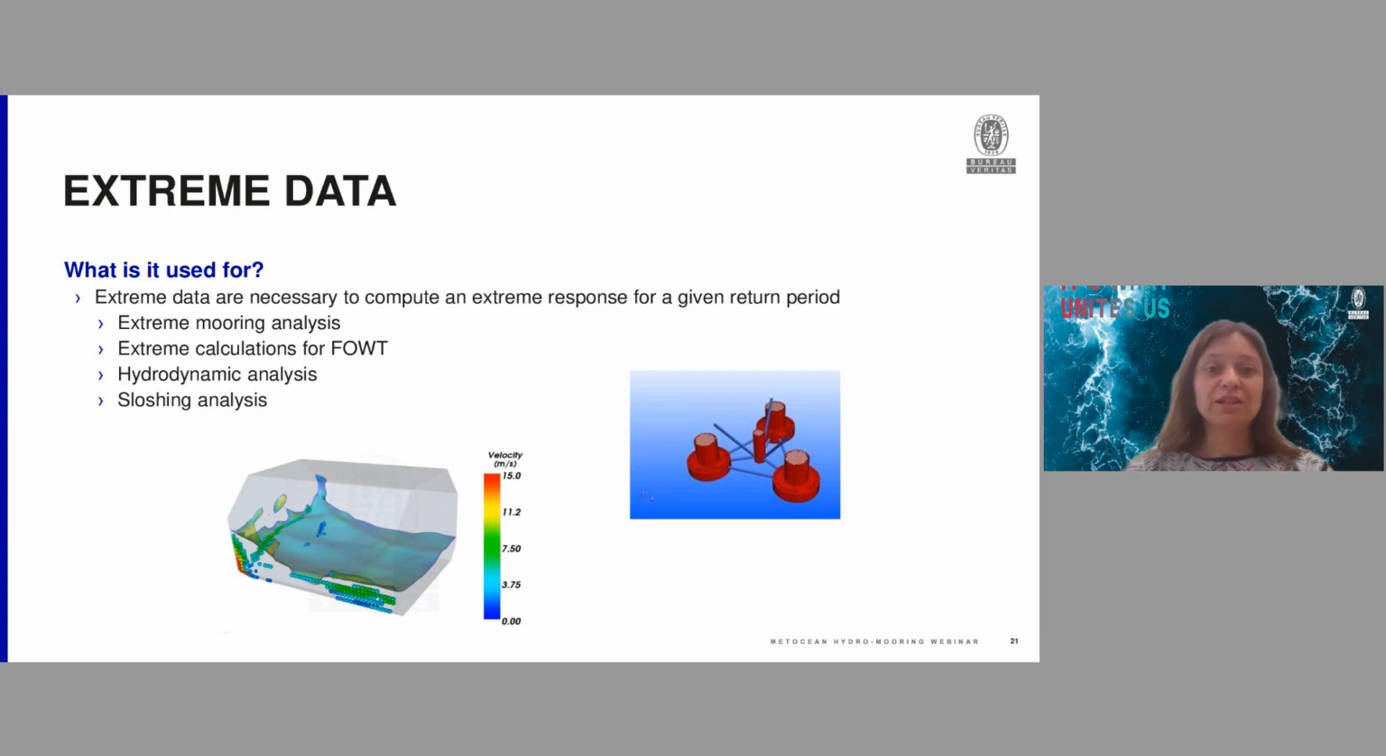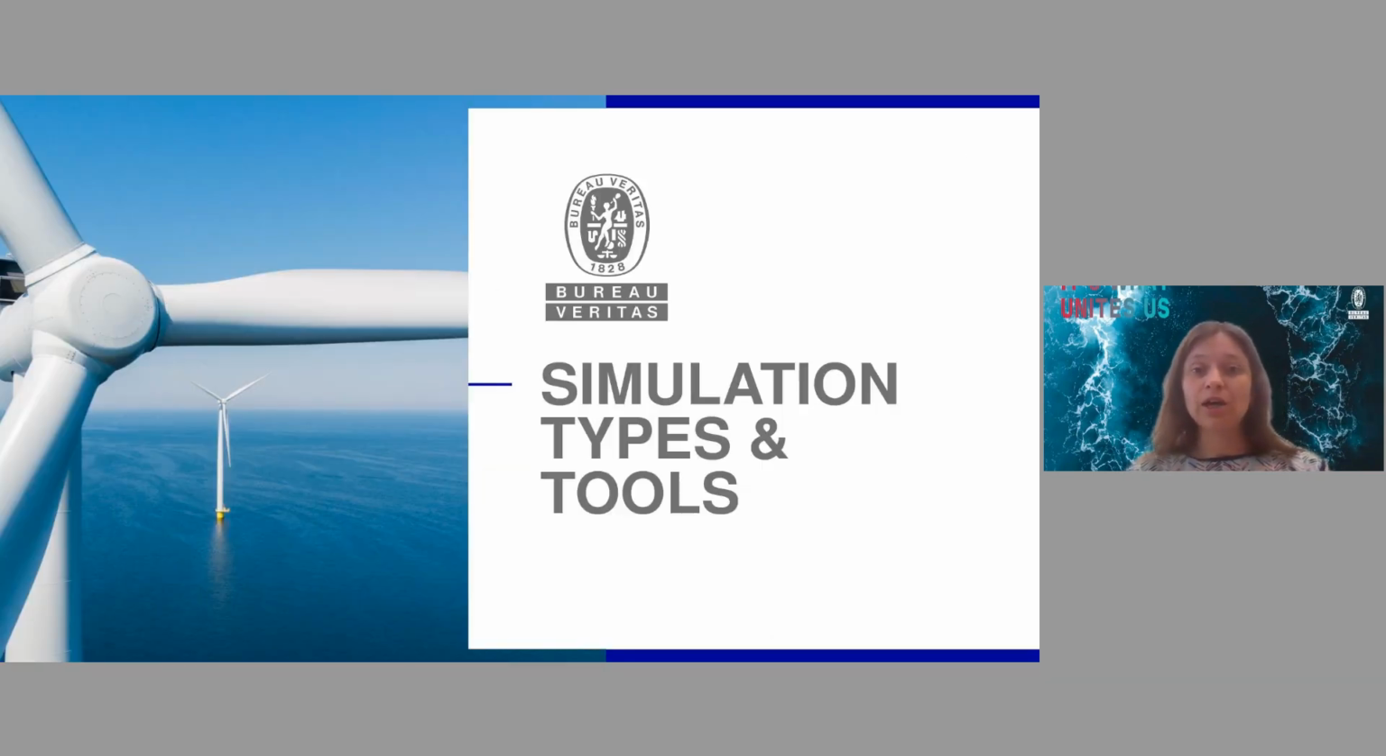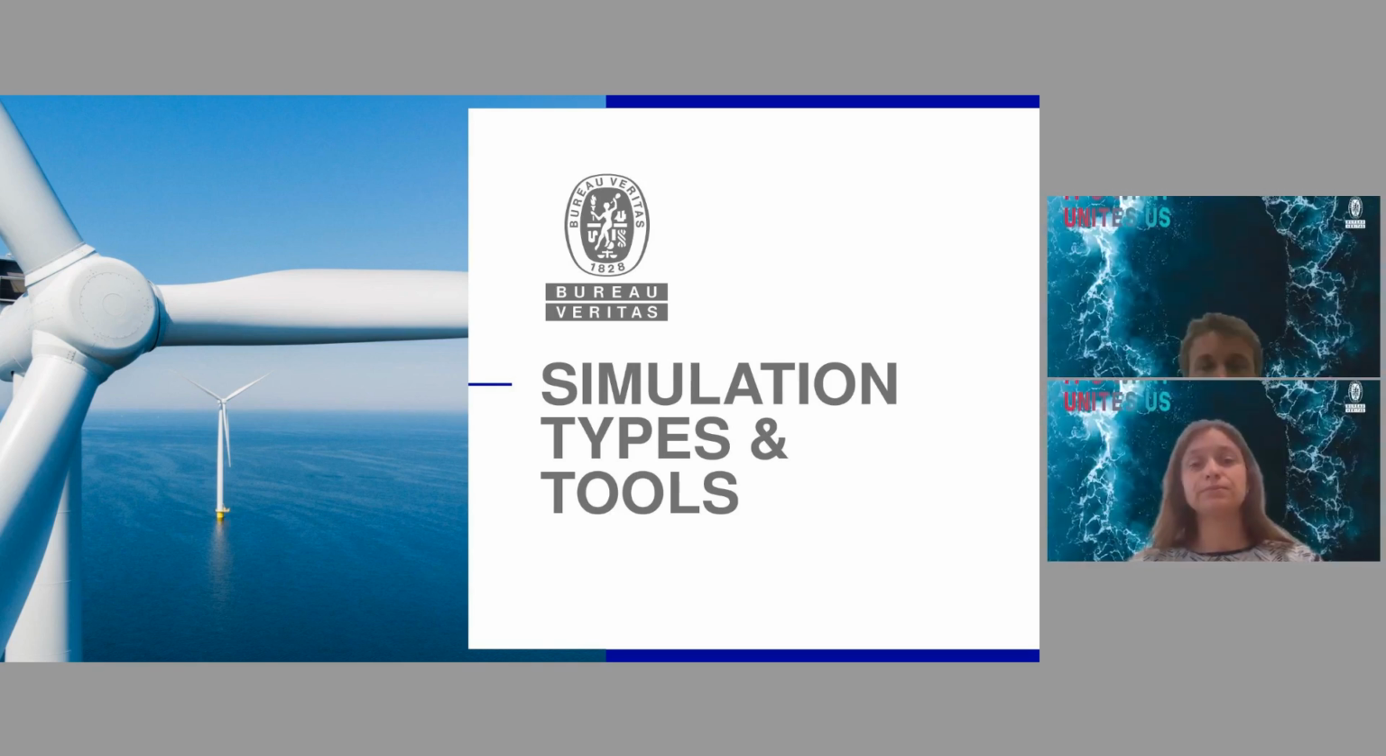So this extreme data can be used for several kinds of study, for example, extreme mooring analysis, extreme calculations for floating offshore wind turbine, hydrodynamic analysis, sloshing analysis also. So these are the different kinds of data you can find for Meteocean data. And now I will leave Guillaume to explain to you the different simulation types and tools that we can use for these studies. Yeah, thank you, Claire.